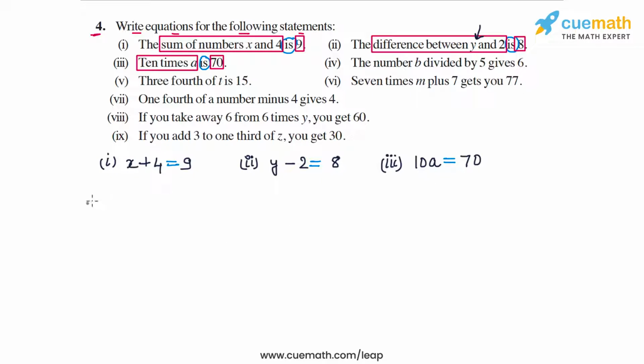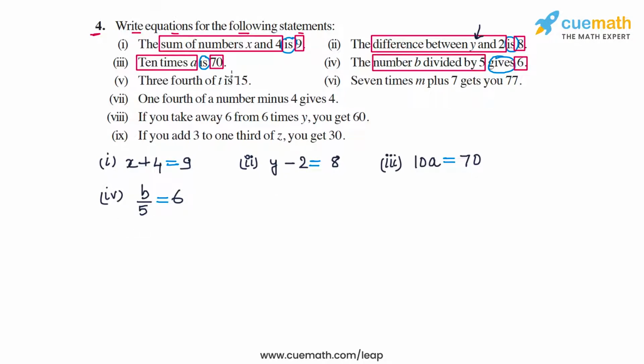Now let's go to part 4. In part 4, the statement says the number b divided by 5 gives 6. Gives is the same meaning as equal to, right? So what this means is that on the LHS you have the number b divided by 5, and on the RHS you will have 6, and these two will be equal. So on the LHS we get b divided by 5, on the RHS we have 6, and these two are equal. So b by 5 is equal to 6 is your equation in part 4.